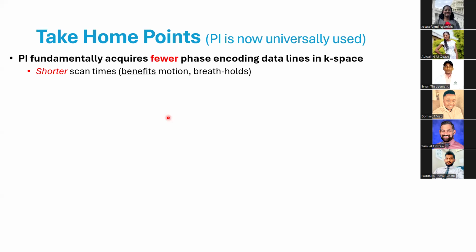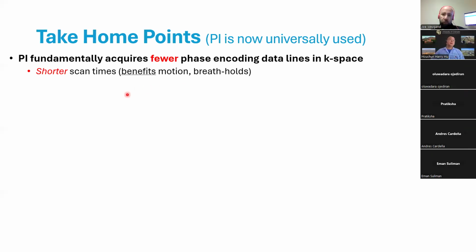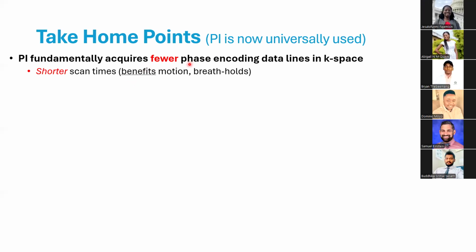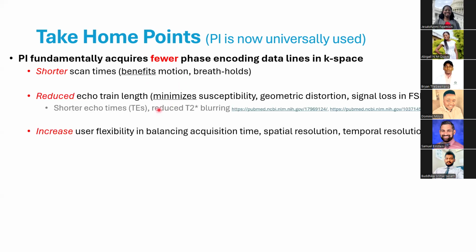I'm going to show this later again, but these are your take-home points for today. Parallel imaging, if you don't already know, is universally used. It is a fundamental technique that acquires fewer phase encoding lines in k-space. That's the basis. And because we're acquiring fewer lines, we have a shorter scan time, and shorter scan time can benefit everyone, from reducing motion to having shorter breath holds and things like that.